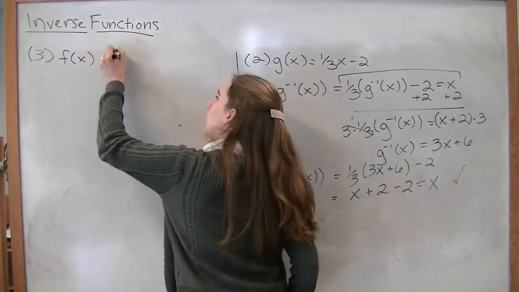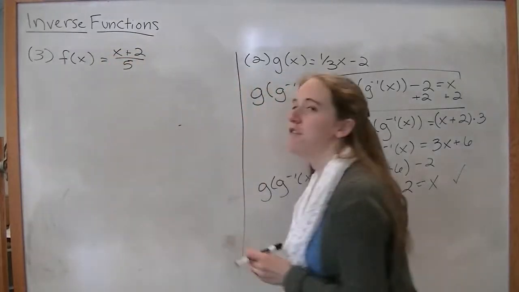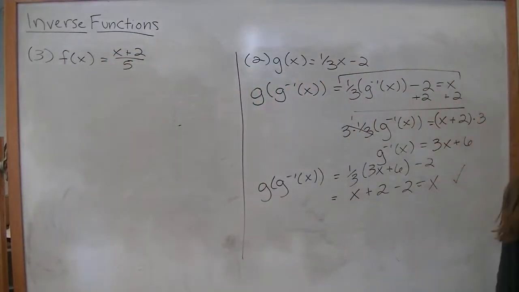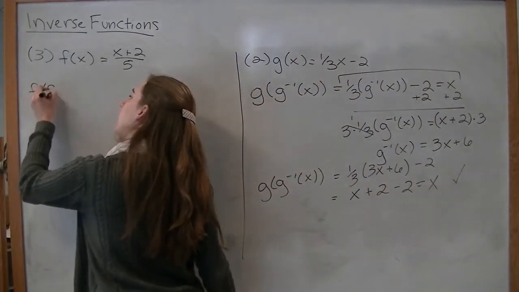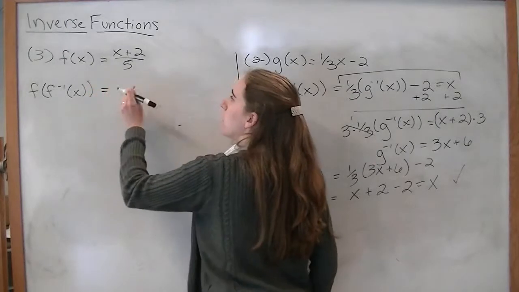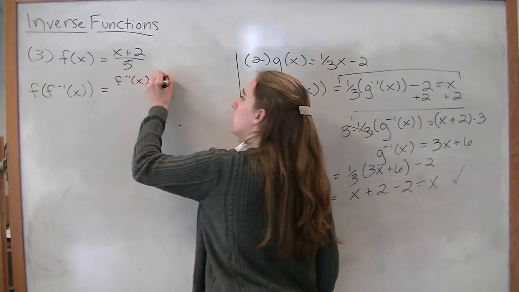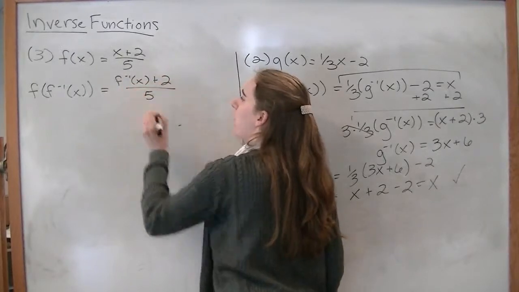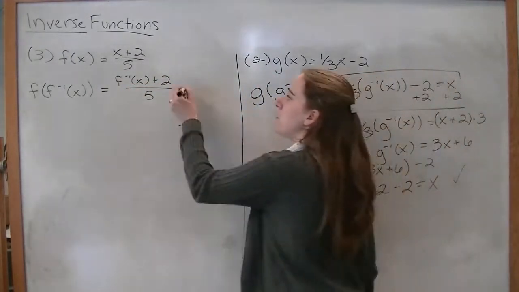Now let's take as our function x plus 2 divided by 5. We want to find f inverse. So first of all, we take f composed with f inverse of x. So that gives me f inverse of x plus 2, all divided by 5. And the whole reason we do that is because we know we want this to be equal to x.